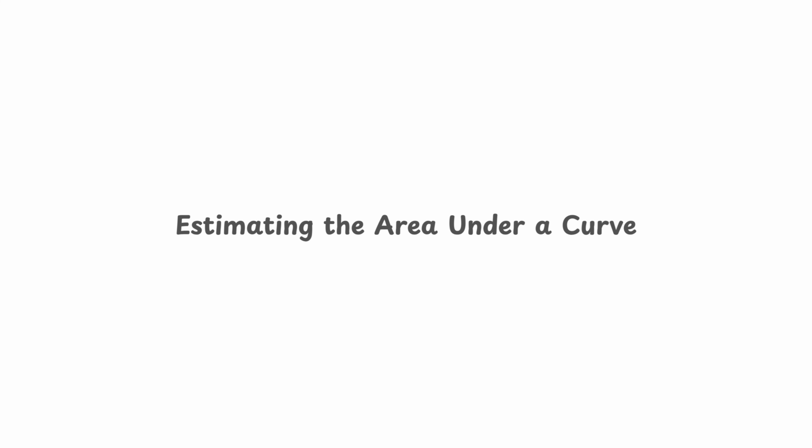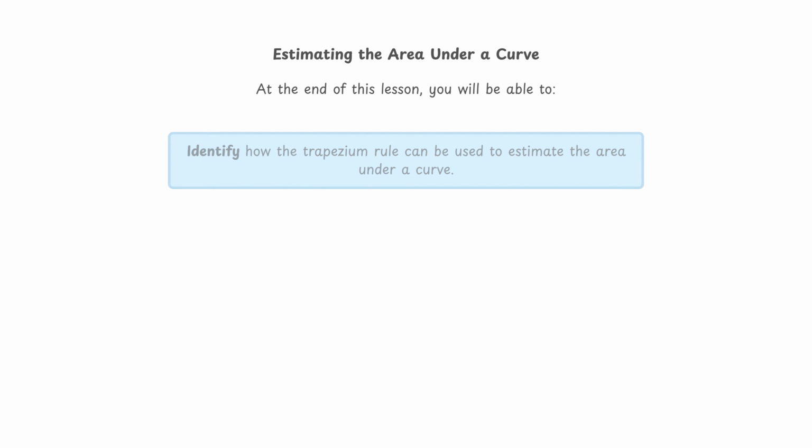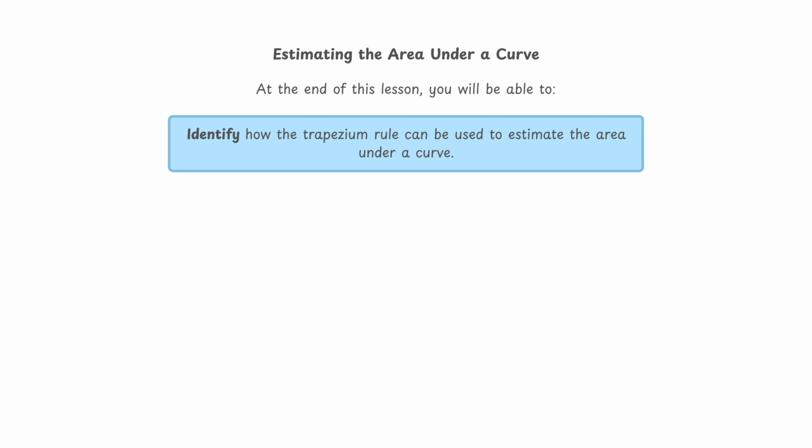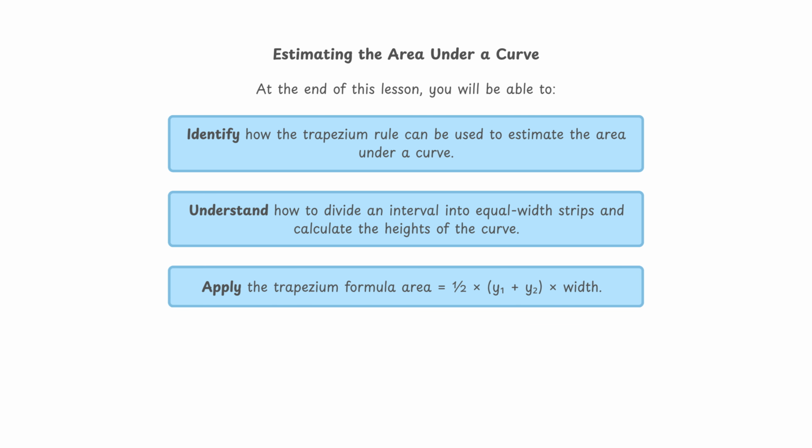Hello and welcome to this lesson on estimating the area under a curve. By the time you finish this video, you will be able to identify how the trapezium rule can be used to estimate the area under a curve, understand how to divide an interval into equal width strips, and calculate the heights of the curve. Apply the trapezium formula, area equals 1/2 multiplied by y sub 1 plus y sub 2, multiplied by the width, to estimate the total area under a curve. Let's get started.